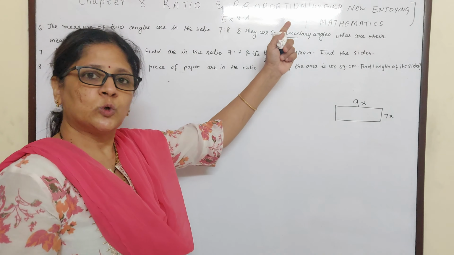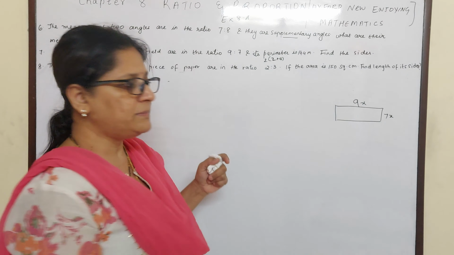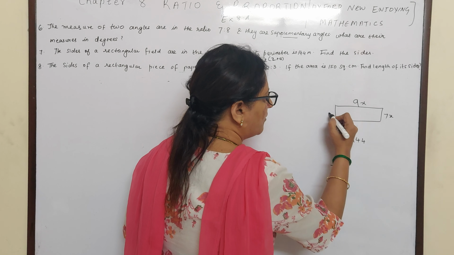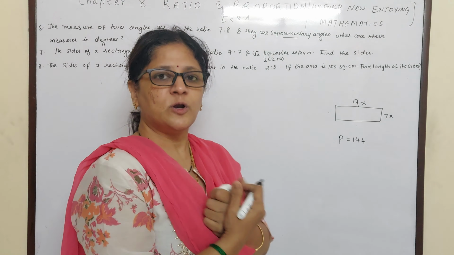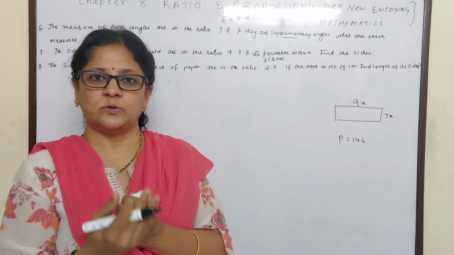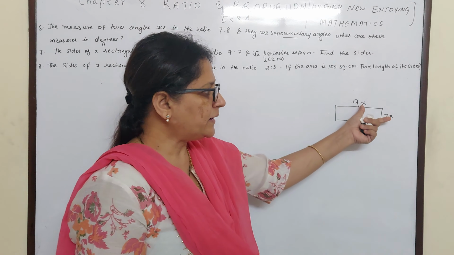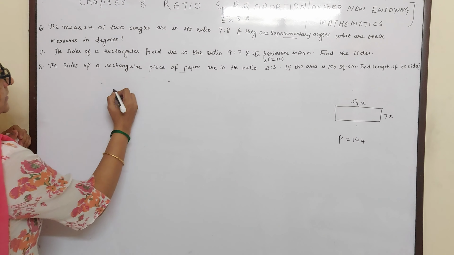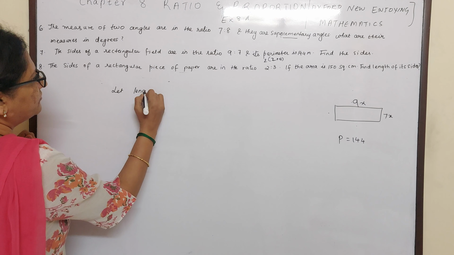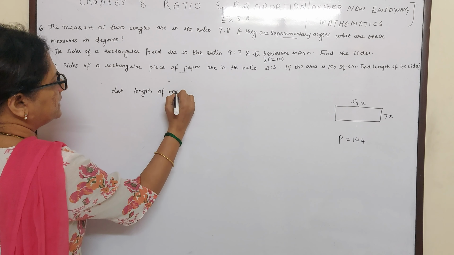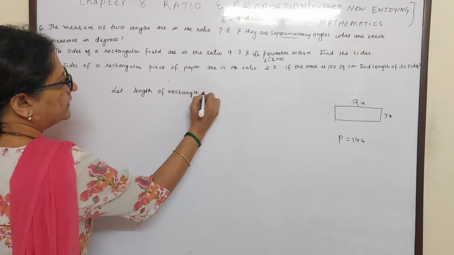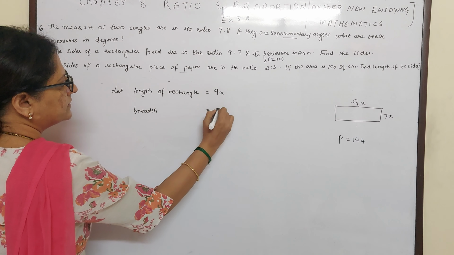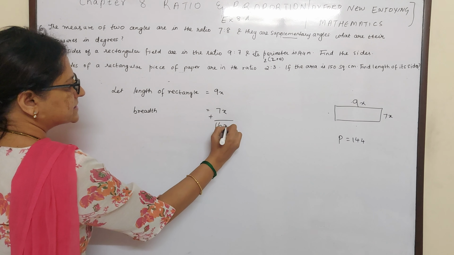Like the previous sum, where the total was 180, here the perimeter is 144. What do you mean by perimeter, children? Perimeter means the sum of all sides, and we have a formula also for the perimeter of a rectangle, 2 times length plus breadth. So now we will equate this total with this total. Let the length of the rectangle be 9x and breadth be 7x. So their total will be 16x like the previous sum, right?